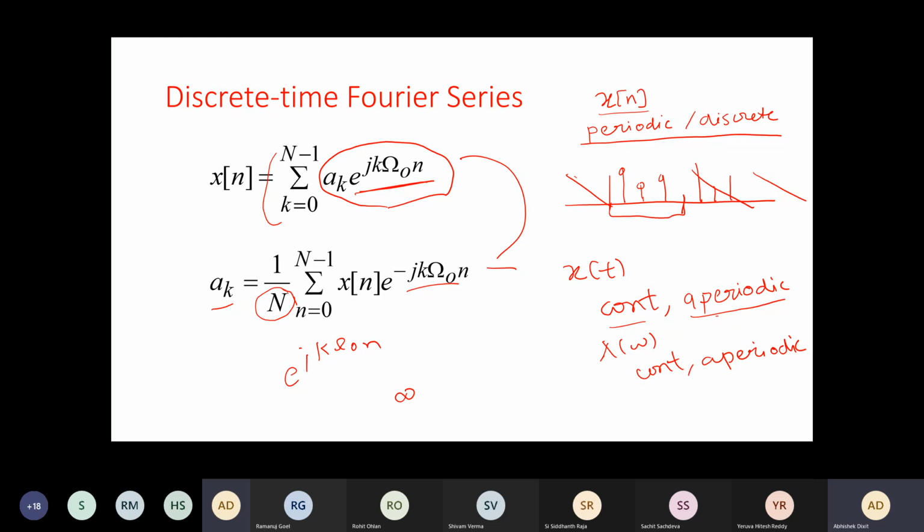We have already seen this. I'm just motivating these things from a different perspective. So X(omega) is also continuous in frequency and aperiodic.